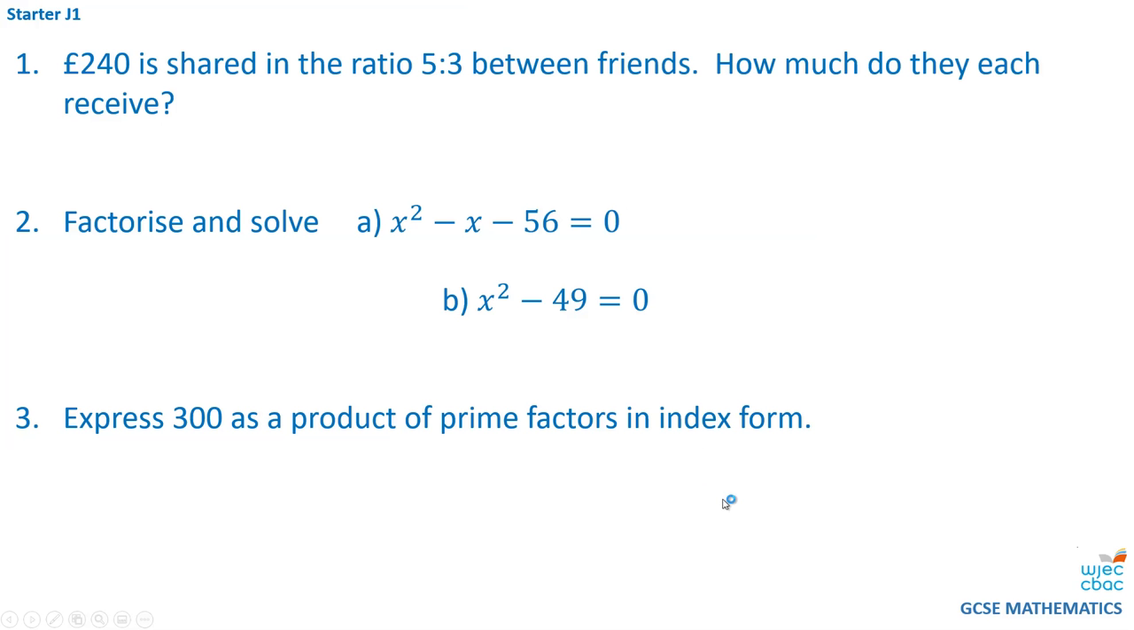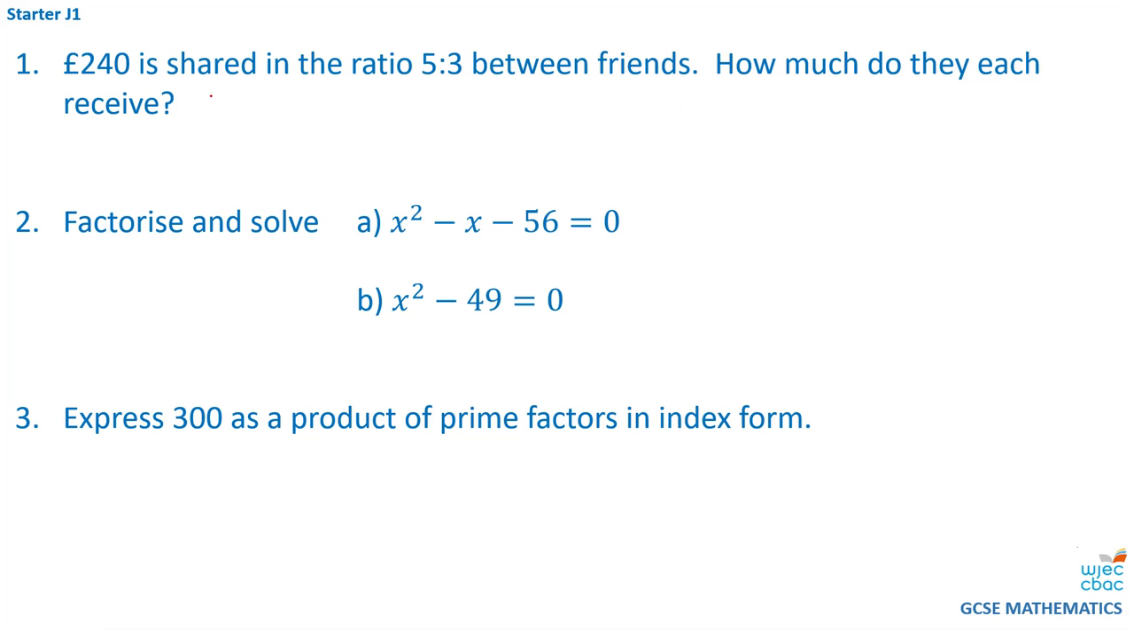Okay, so we've got our starters for today, 3 questions. Hit pause, have a go. When you're ready, hit play again and we'll go through the solutions. Okay, hopefully you've had enough of an opportunity to go through them. First question is £240 shared in a ratio of 5 to 3 between friends. How much do they each receive?